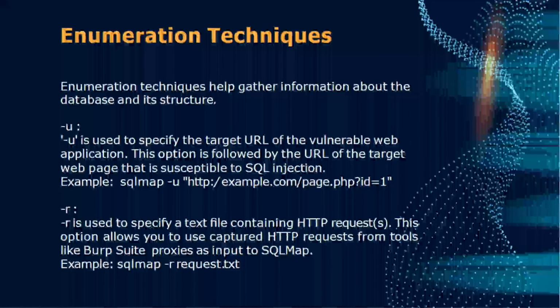Enumeration techniques help gather information about the database and its structure. -u is used to specify the target URL of the vulnerable web application. -r is used to specify a text file containing HTTP requests.